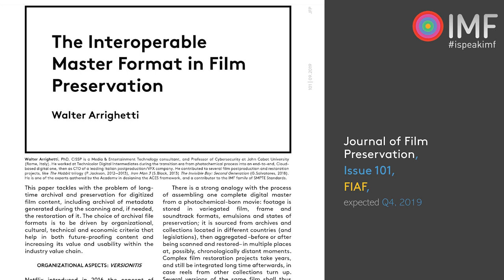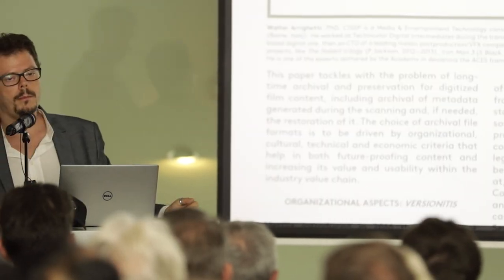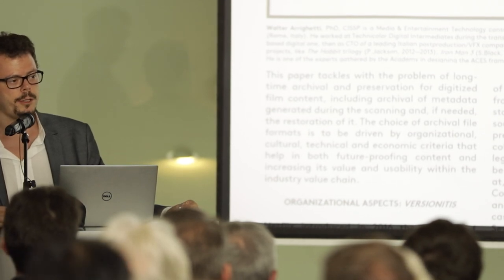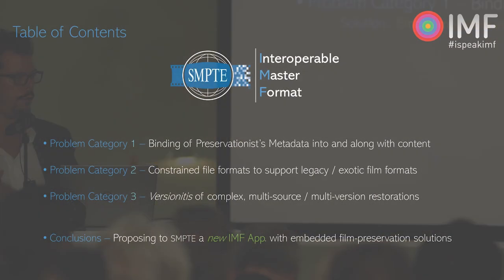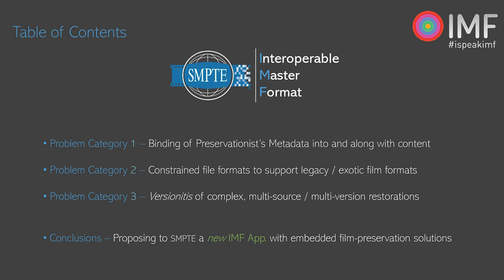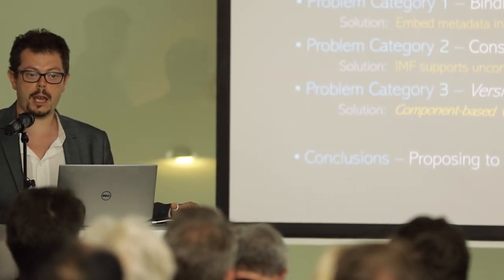Just a brief notice: most of the things I'm saying today, particularly those related to film source content, are going to be published in the next issue of the FIF Journal of Preservation. So if you're interested, you might read some details in that publication. The three main problems we have today when preserving movies are much more similar to those of studio content than to film-based content, but there are some subtleties quite unique to legacy film-based content. I will briefly describe three main categories of issues and possibly propose some solutions based on IMF.